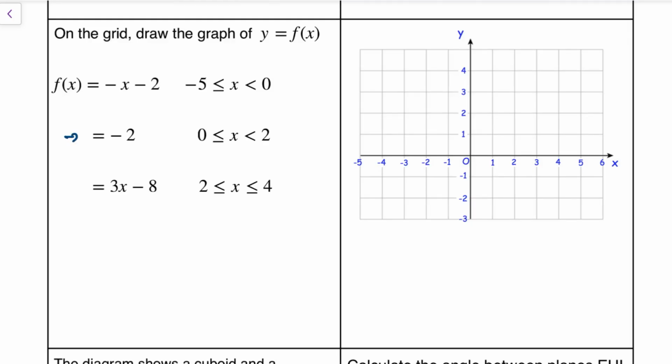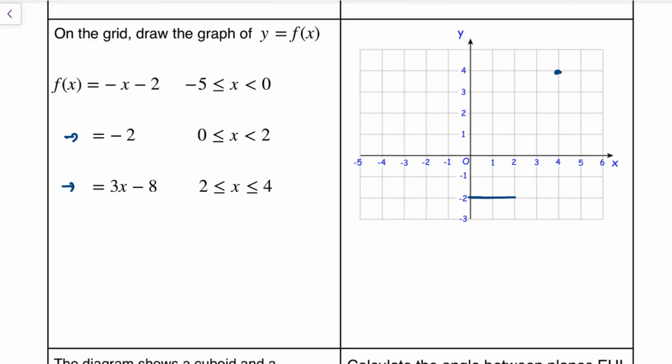I'm going to start actually in the middle because between 0 and 2, I have a line at minus 2. So that represents the 0 to 2. Then I'm going to do this one here. There's no obvious reason I'm doing it in this order, but anyway. If I put 2 in, 3 times 2 is 6, 6 minus 8 is minus 2. It does indeed start at the previous point. It's a straight line, so I only need 2 points. Let's put 4 in. So 3 times 4 is 12, minus 8 is 4. So therefore it's going to be 4 against 4, which is here.